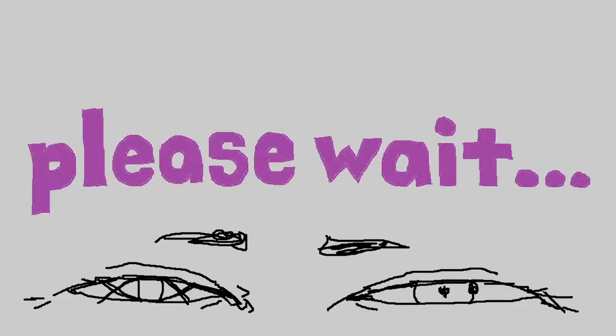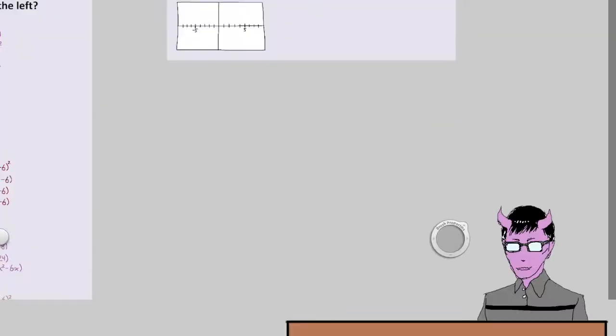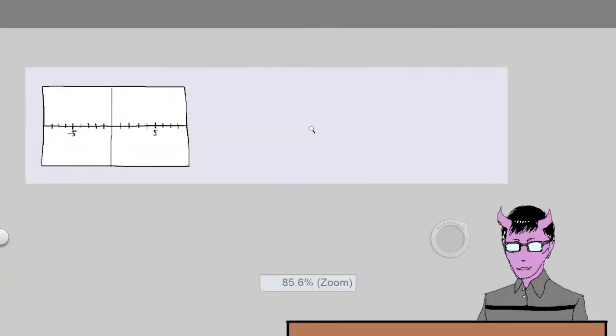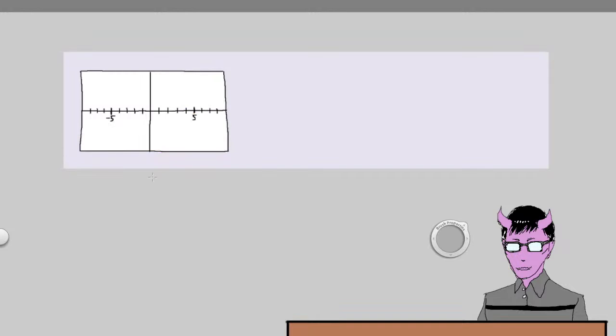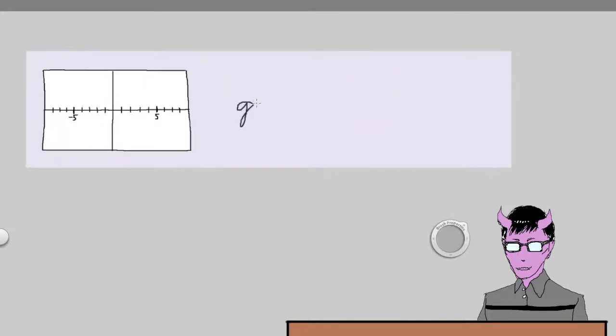Okay, and we're back. Yes. We are now on a different layer, so if I draw this and I hit delete, it's all gone. Okay, good stuff. So moving on to the next problem, we're going to have something like a g of x.